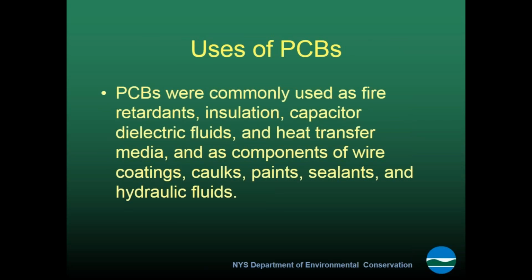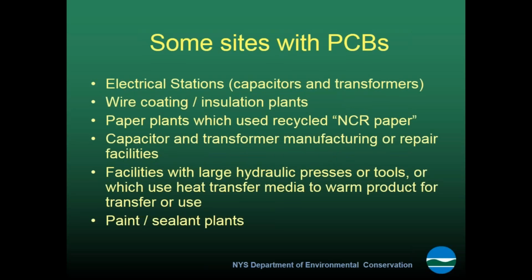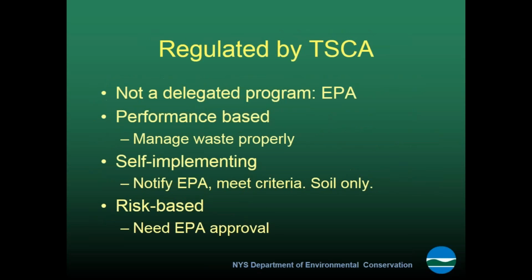PCBs were very useful chemicals. They were used for fire retardants, insulators, capacitors, dielectric fluids, caulks, paints, sealants. That's why there are so many PCBs out there in the environment, and why we should probably screen sites for PCBs even if we don't suspect that they were used at a facility. You never know where they'll turn up. You'll find PCBs at electrical substations, wire coating facilities, paper plants that use NCR paper, capacitors, et cetera, et cetera.